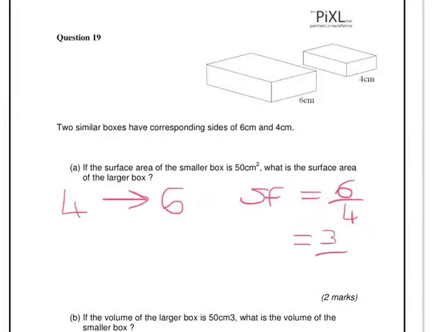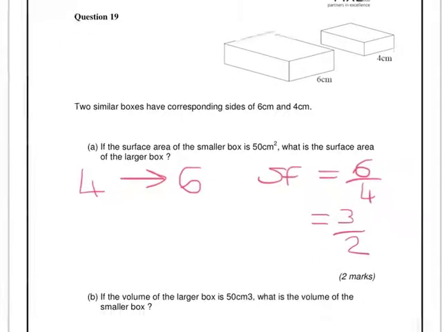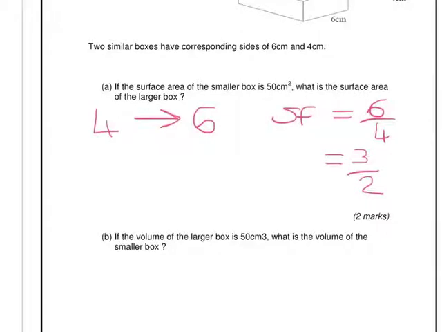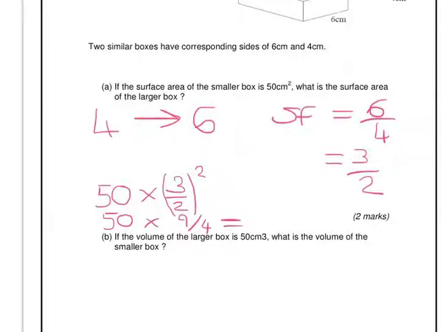3 over 2. Okay, so what we need to do now is find the surface area of the larger box. If the surface area of the smaller box is 50, we're going to multiply this by 3 over 2 squared, because we're not doing a length, we're doing the area. So we're going to square 3 over 2, and that's the same as 50 multiplied by 9 over 4. So if we multiply 50 by 9, we get 450. Then we divide that by 4 and we get 112.5 centimeters squared. Okay.